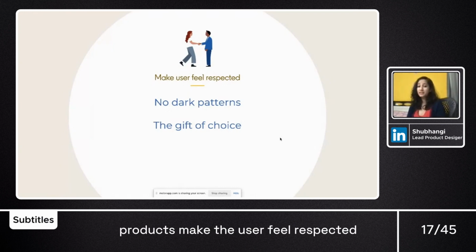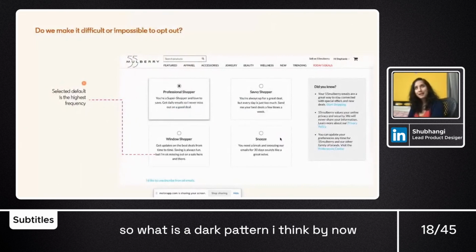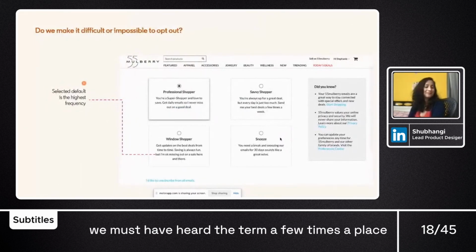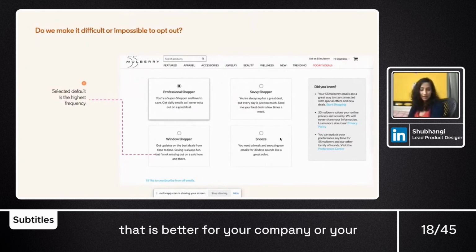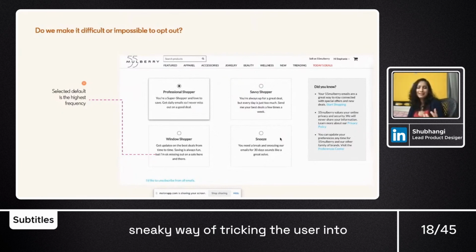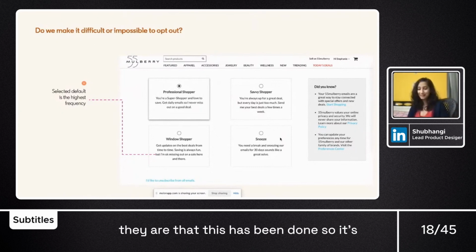Make the user feel respected, which means no dark patterns and giving users the gift of choice. So what is a dark pattern? I think by now we must have heard the term a few times at least. Dark patterns essentially mean trying to get the user to do something that is better for your company or your business rather than what is in their interests. It's also a very sneaky way of tricking the user into doing something. And users are smart, users are savvy. They understand that this is being done. So it's not a great way to win the user's trust.